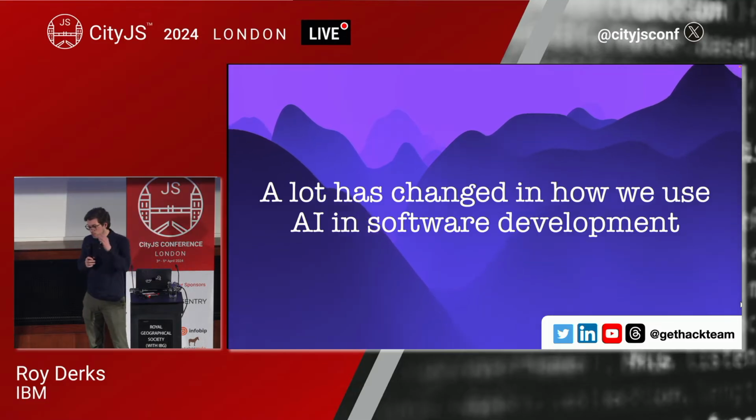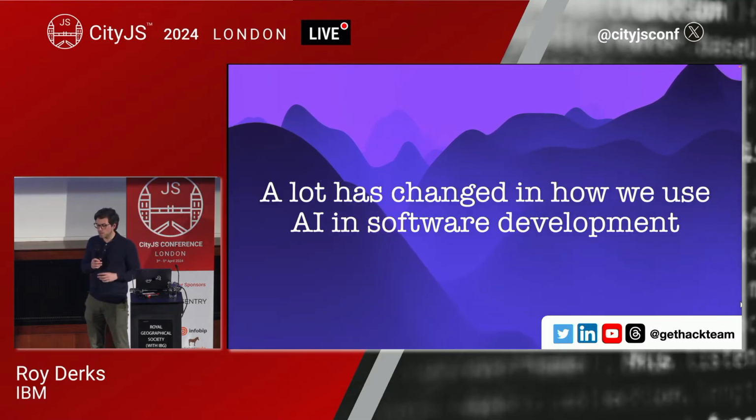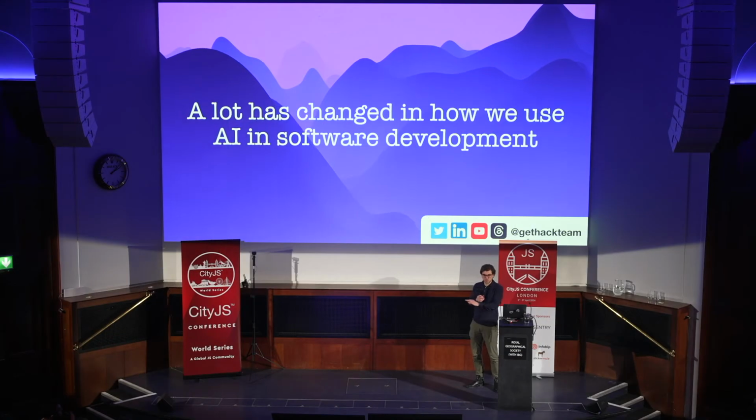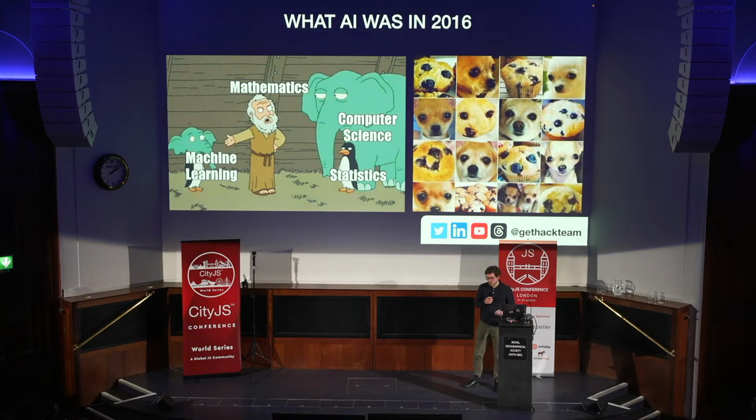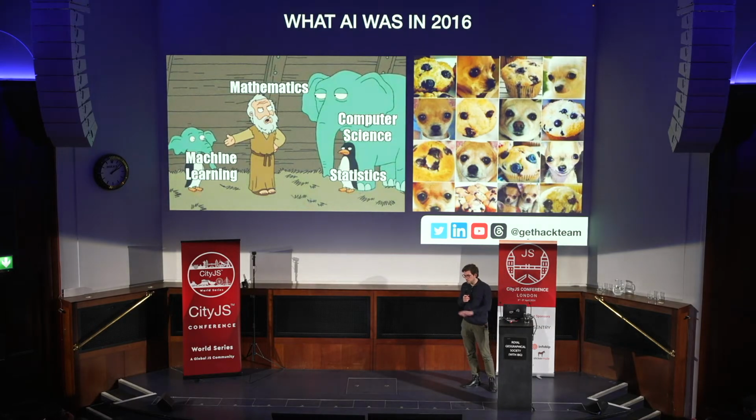I'd like to say a lot has changed in how we use AI in software development, or basically software development has changed because we're using AI now. I was thinking back about the things I've been doing in my career. In 2016, I was doing a training around machine learning. On the right side, you can see what I was learning during this course: how to distinguish Chihuahua dogs from blueberry muffins. And this was AI in 2016.